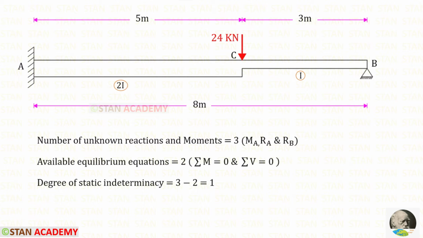Now we are going to find the degree of static indeterminacy. In this beam, the number of unknown reactions and moments are 3. The available equilibrium equations are 2. The degree of static indeterminacy will be 3 minus 2. It will be 1. From the point B, let us release RB.